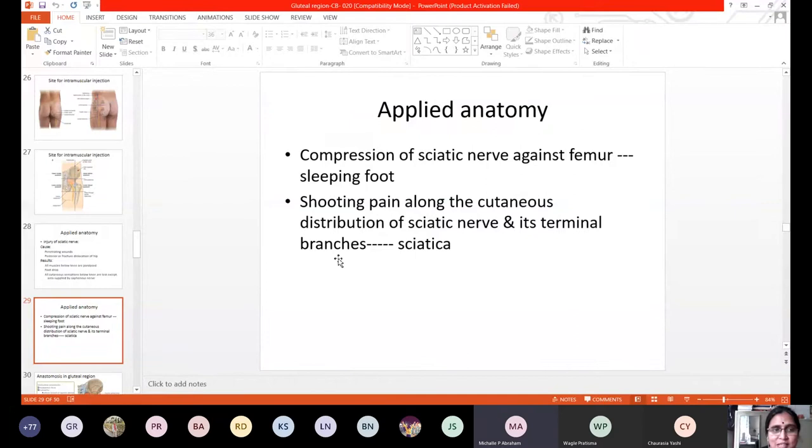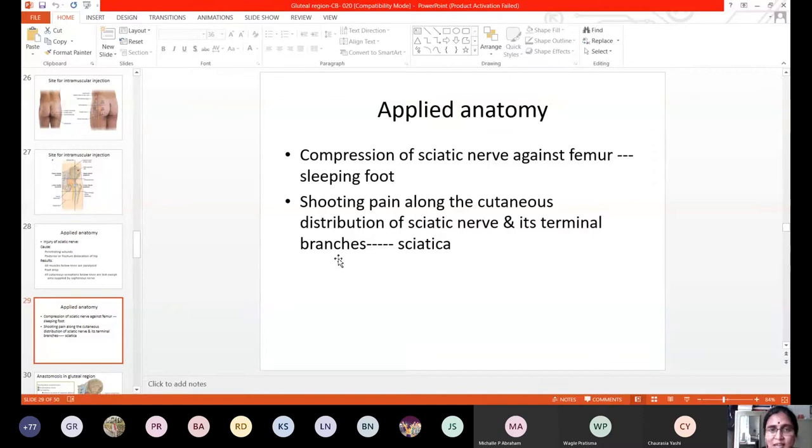Intramuscular. Another applied importance is injury to the sciatic nerve by the injury of the hip joint. Another is, if there is injury to the sciatic nerve, which condition of foot is formed? Foot drop.